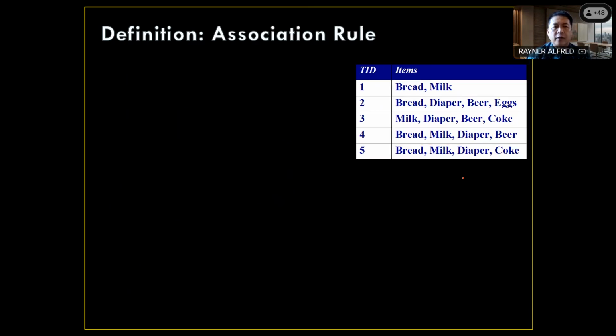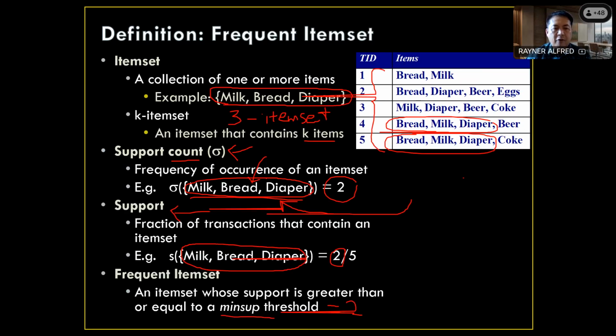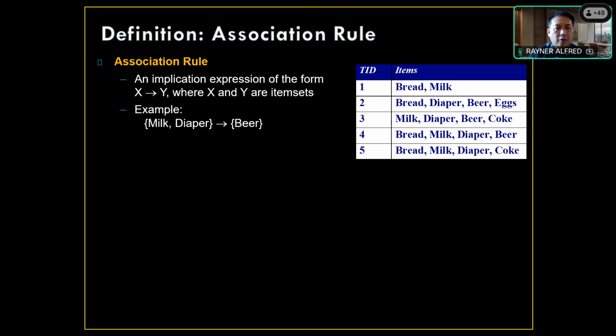So in order to define the association rules, we have to use some of the formulas that we have defined before. So we have to use the support. We also have to use another formula, which is the confidence. Okay, let's go and look into that.